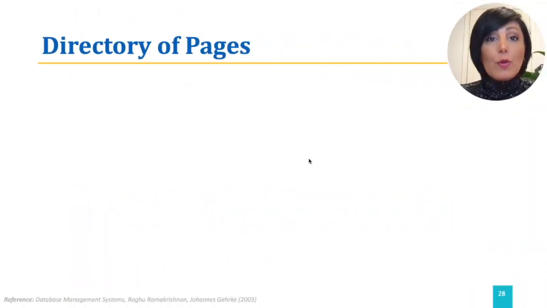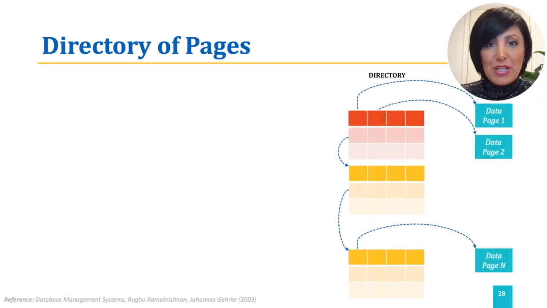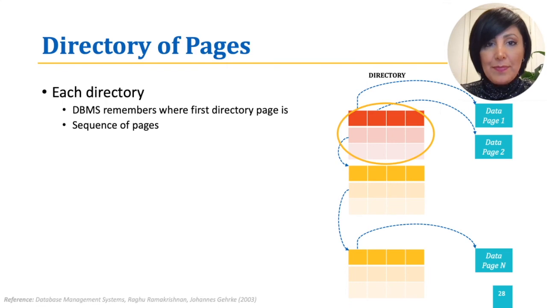To solve the problems for variable length records, we can organize a heap file using a directory of pages. The database management system keeps track of the first directory page of each file. The directory itself is a collection of linked pages. Each directory entry identifies a page in a heap file. With growth or shrink of the heap file, needing more or fewer pages to store data, the entries in the directory, as well as the number of pages in the directory, can also change.